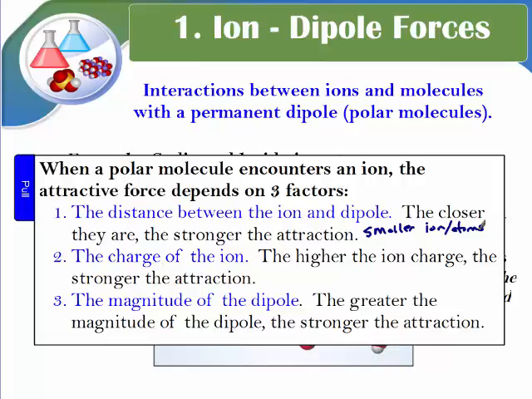The charge on the ion. Just like in our ionic compound, the greater the charge, the greater that attraction will be. So higher charged ions. And the magnitude of the dipole. Magnitude of the dipole is simply saying how polar is that bond. The greater the magnitude of the dipole, the stronger the attraction.